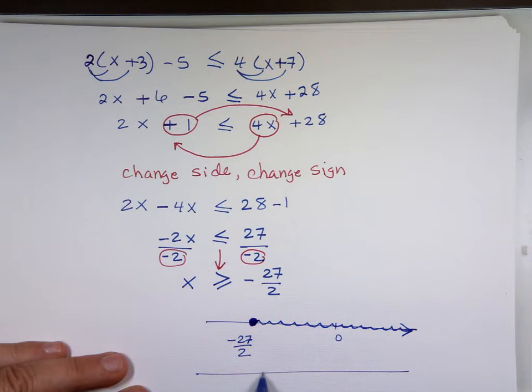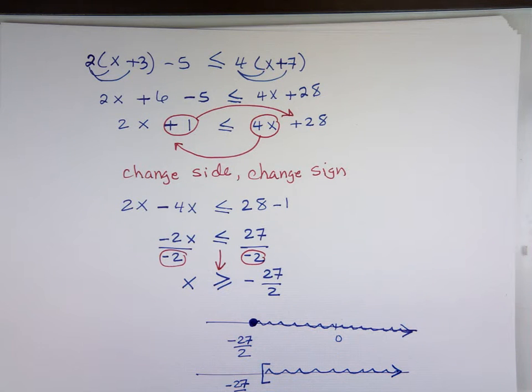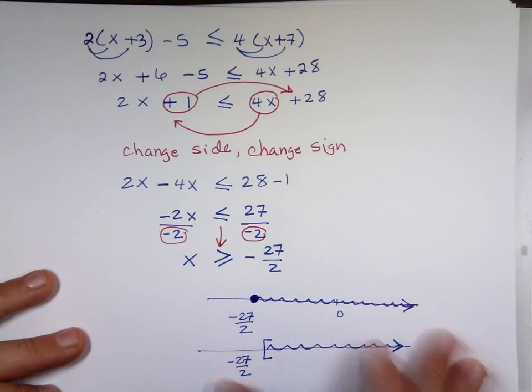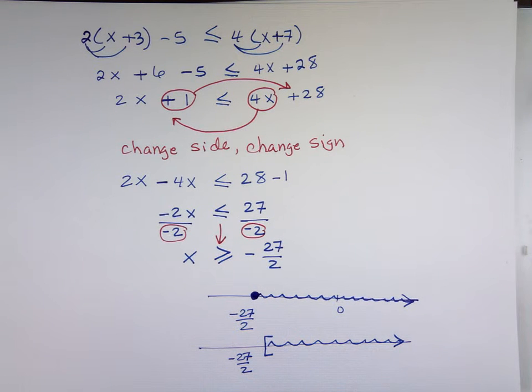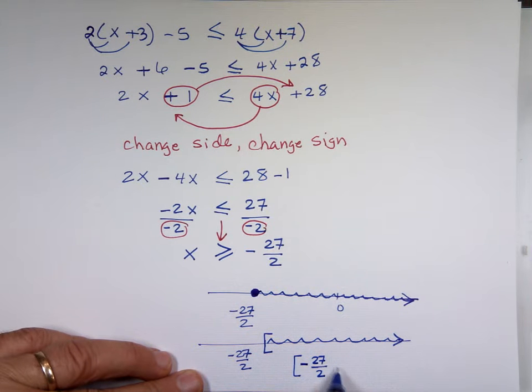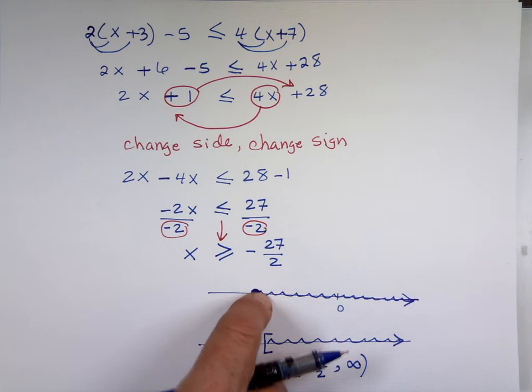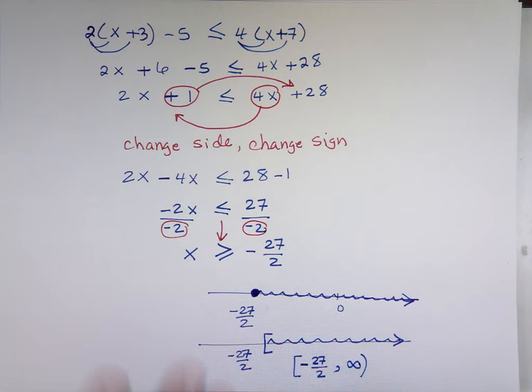Then you look, negative 27 over 2, square bracket. In interval notation, where's my answer going? From where to where? Negative 27 over 2. Is that included? Yeah. To where? Is that included? No. So there are 3 different looks for answers. If they give you this, they're not going to give you all 3, they're going to give you 1. I'm just going through all 3 of them so you'll know when you see them which one is the correct answer.